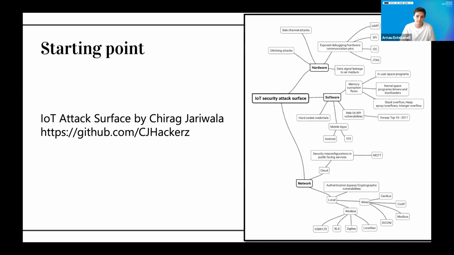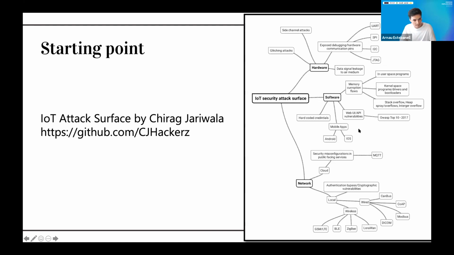There was one mind map, which was really interesting, by Chirag Jariwala. And essentially, he divided the attack surface of an IoT in 3 different parts: hardware, software, and network. What is interesting about this mind map is that you can see which are some of the most used tools when attacking these IoT devices. For example, when you have a hardware part of an IoT device that you want to pentest, you can do glitching attacks, side channel attacks, but you can also try to connect directly to the exposed debugging interfaces like UART, SPI, I2C, and JTAG.